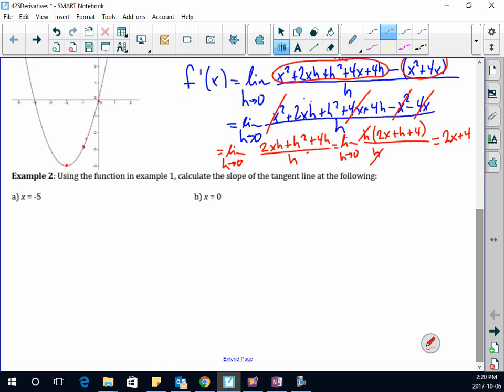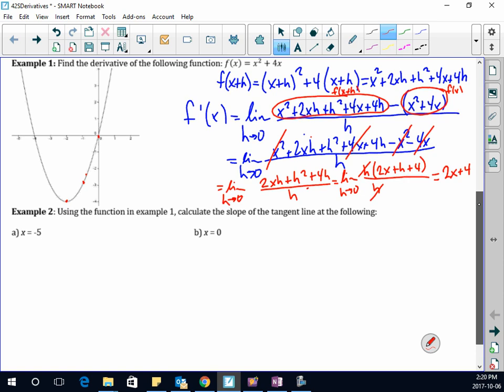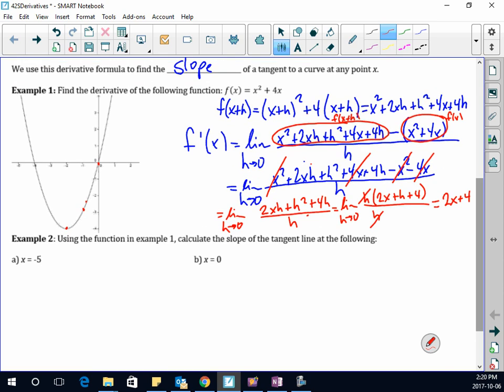All right. Using the example, the function in example 1, calculate the slope of the tangent line at x equals -5 and x equals 0. So I'll give you a second to do that. By the way, if f prime equals 2x plus 4, when I actually figure this out, it's not f prime anymore. It's actually m, because it's actually the slope. Once I plug it in, I'm actually getting the slope.